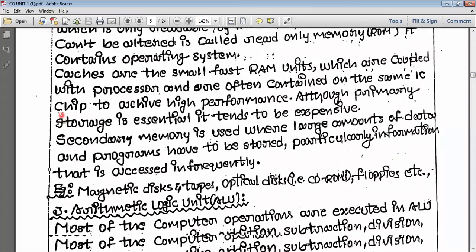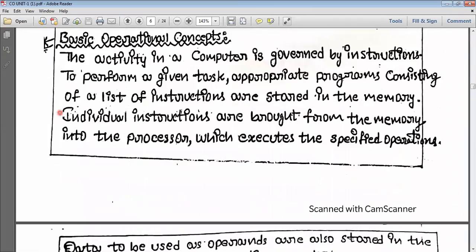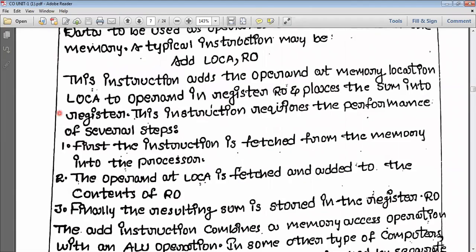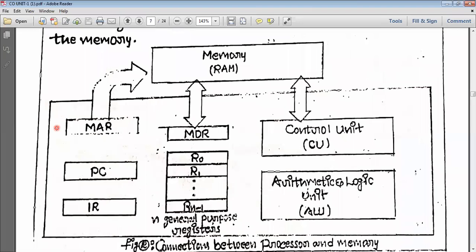Do you understand? What is the next topic? Basic operational concept. In this basic operational concept, this diagram is very, very important. Remember one thing: in this subject CAO, the block diagrams play an important role.